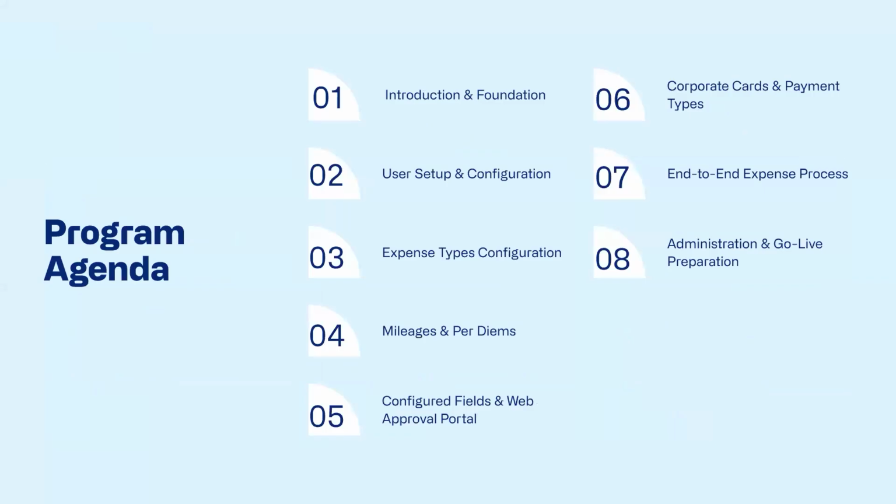So we're here at the partner training program. This is the program agenda. It is a 4-week program, 2 days a week, and it's broken up in 8 sessions. We're here today at session one, where we'll talk about an introduction and foundation to expense management in Business Central. Our next session this week, we'll talk about user setup and configuration of expense management users. And in the following weeks, we'll talk about each of the relevant areas of setups for expense management.